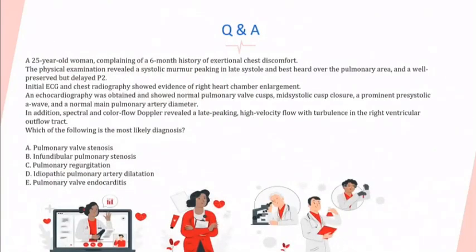And a 25-year-old woman complained of a 6 month history of shortness of breath and a systolic murmur, with a delayed but well-preserved P2. So initial ECG and chest X-ray showed right heart enlargement, and echocardiography showed normal pulmonary valve cusps, a prominent presystolic wave, and normal MPA diameter. So which of the following is the most likely diagnosis? It would be infundibular pulmonary stenosis, as the MPA diameter and valve morphology are normal.